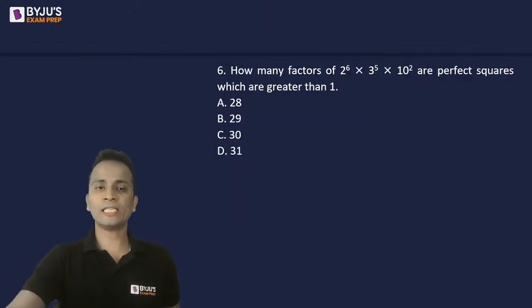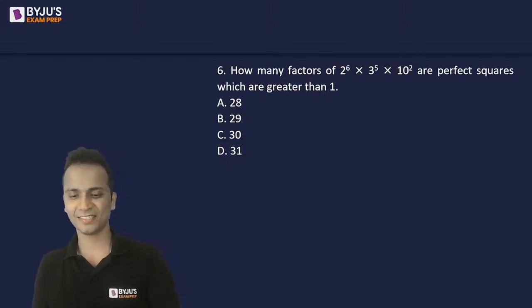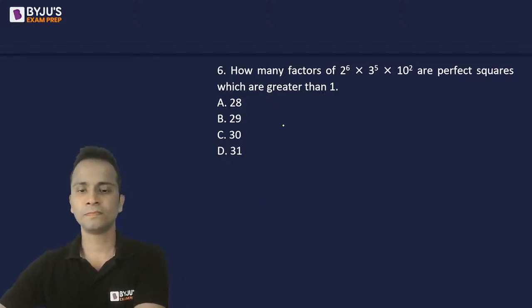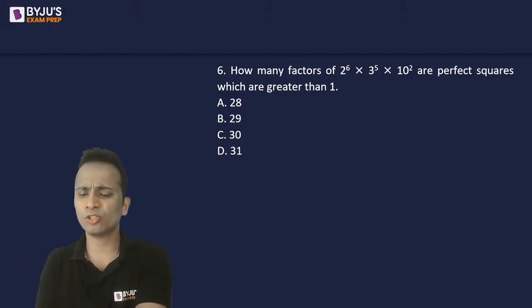Okay, so the correct answer here is option B, that is 9. And let's move on to the next question, question number 6, from number systems. How many factors of 2 raised to the power 6 multiplied by 3 raised to the power 5 multiplied by 10 raised to the power 2 are perfect squares which are greater than 1? Simple question. Quickly, you should not be taking more than 30 seconds to give me the answer for this question. Not more than 30 seconds.